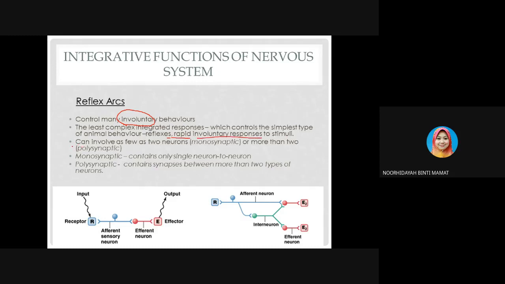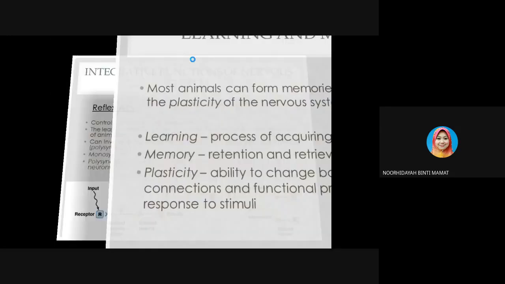The reflex arc can involve as few as two neurons, or more than two neurons, which is polysynaptic. So this is the monosynaptic, which involves only a single neuron to neuron synapse, while polysynaptic involves synapses between more than two neurons. So this is the integrative functions of the nervous system.